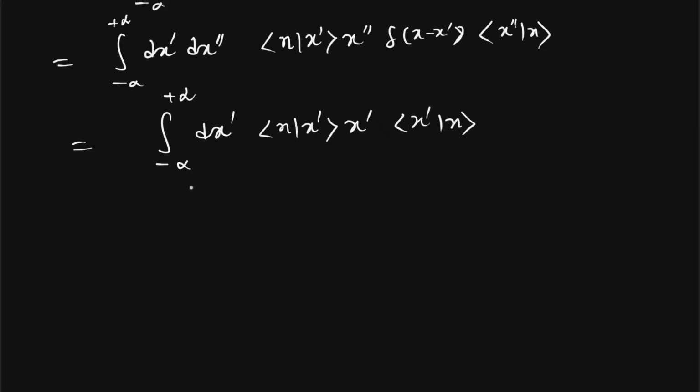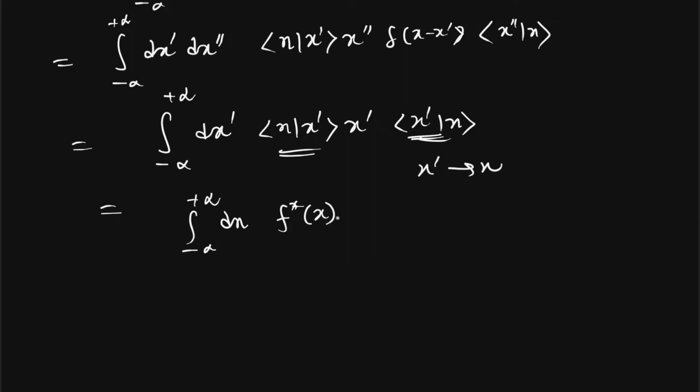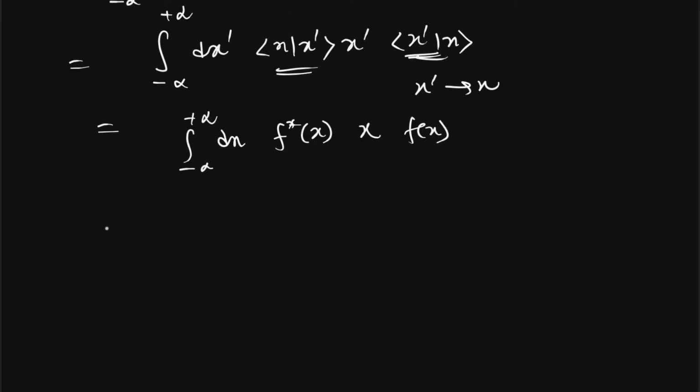Now if we change the variable x' to x, we can write it as the integral dx of ψ*(x) x ψ(x), since ⟨x|n⟩ is actually the wave function ψ(x), and its complex conjugate is ψ*(x). Since ψ(x) is only non-zero between 0 and a, this integration will be from 0 to a, with ψ(x) squared being (2/a) sin²(nπx/a), multiplied by x.